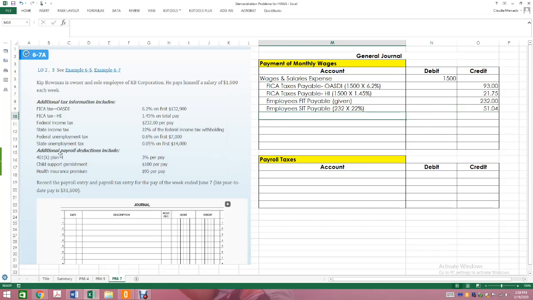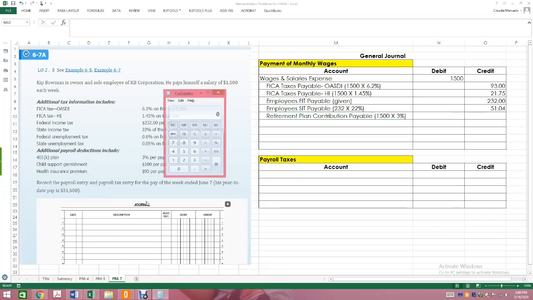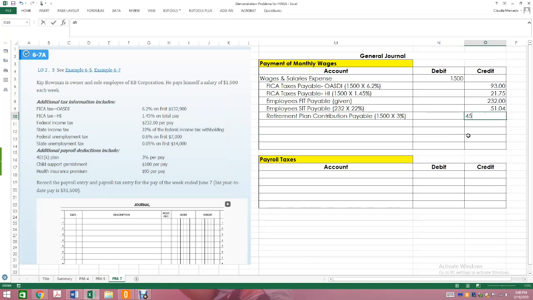You also have a retirement plan, okay? It's not required, but some people have it. So we have retirement plan contribution payable. Okay? And it's 3% of your pay. Your pay is $1,500, and we're taking out 3% for your retirement. Okay? So that's going to be 1,500 times 3%. That's going to be $45 that is being withheld for your 401k. Okay?